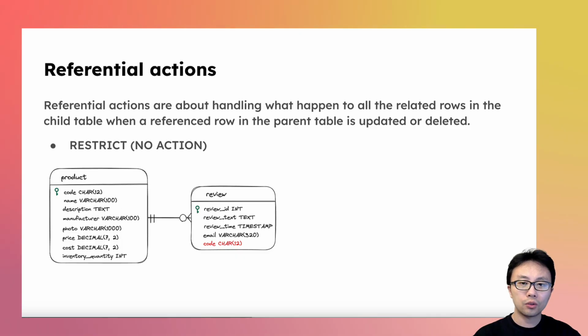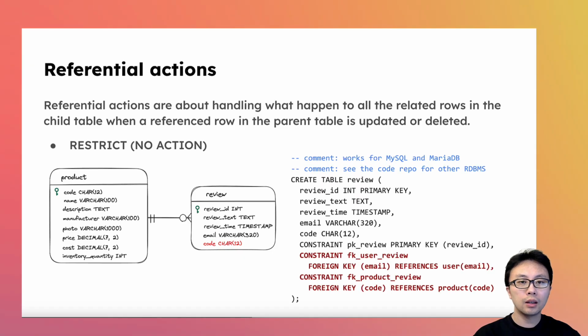When you create a foreign key constraint, either restrict or no action is used by default. That said, as soon as you create a foreign key constraint and don't do anything extra, restrict or no action is already enabled. Of course, you can also choose to be more explicit about it.